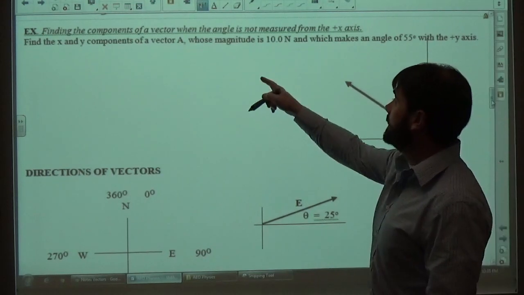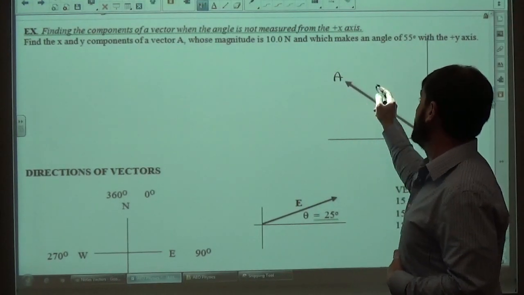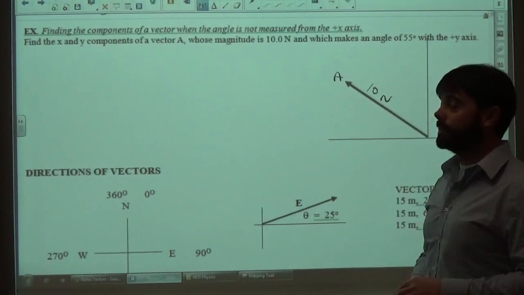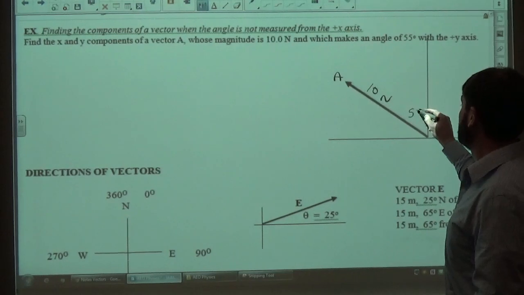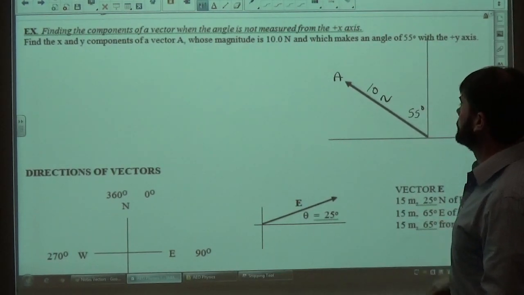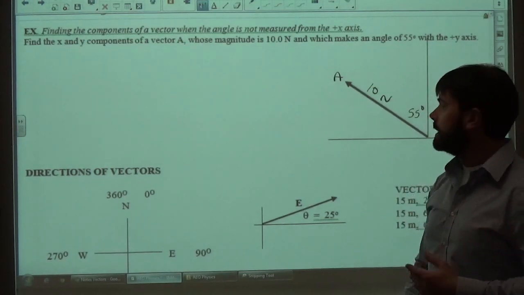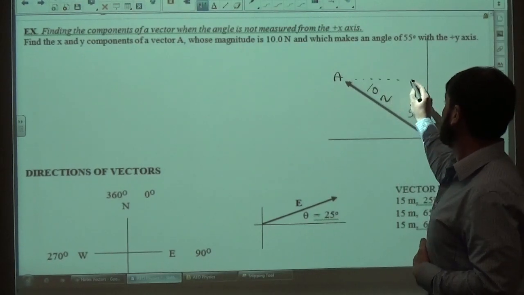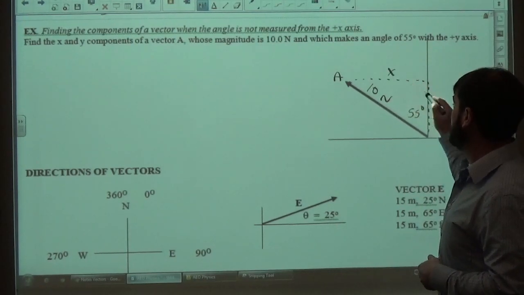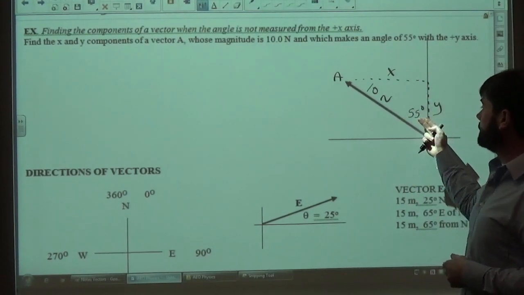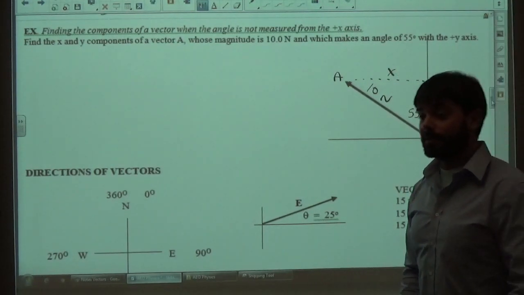So in this example, they just say that there is some vector A, and I'm going to label this vector A, that has a magnitude of 10 newtons, so they're dealing with a force going off kind of in this direction. And they say it makes an angle of 55 degrees with the y-axis, which is the vertical axis. So in this situation, we have a couple of choices. You could draw a right triangle in this fashion right here, and we can call the x and the y, and this being theta, we could call this side our opposite, we could call this side our adjacent. Perfectly fine, nothing wrong with that at all.